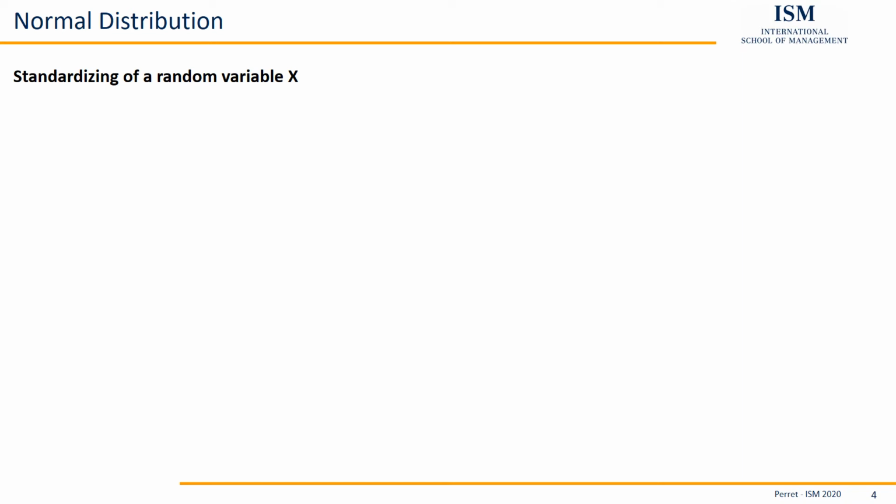The trick is standardizing a random variable. We're doing this by taking our original variable, subtracting the mean, and dividing the result by the standard deviation. Then we get the so-called standard normal distribution. Standard normal distribution has a mean of 0 and a variance of 1.